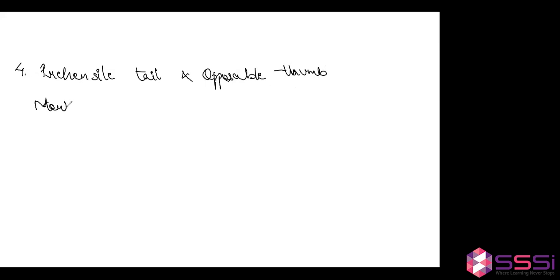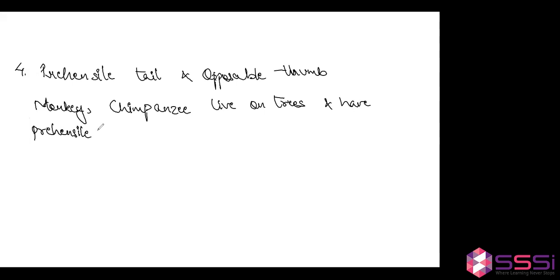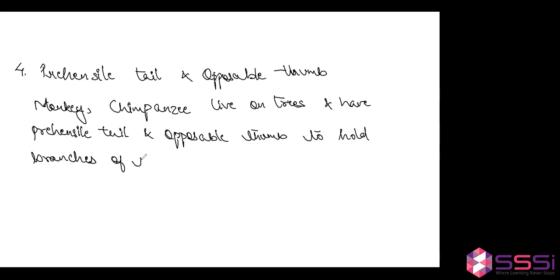So monkeys, chimpanzees live on trees and have prehensile tail and opposable thumb to hold branches of trees. So it is an adaptation of aerial habitat.